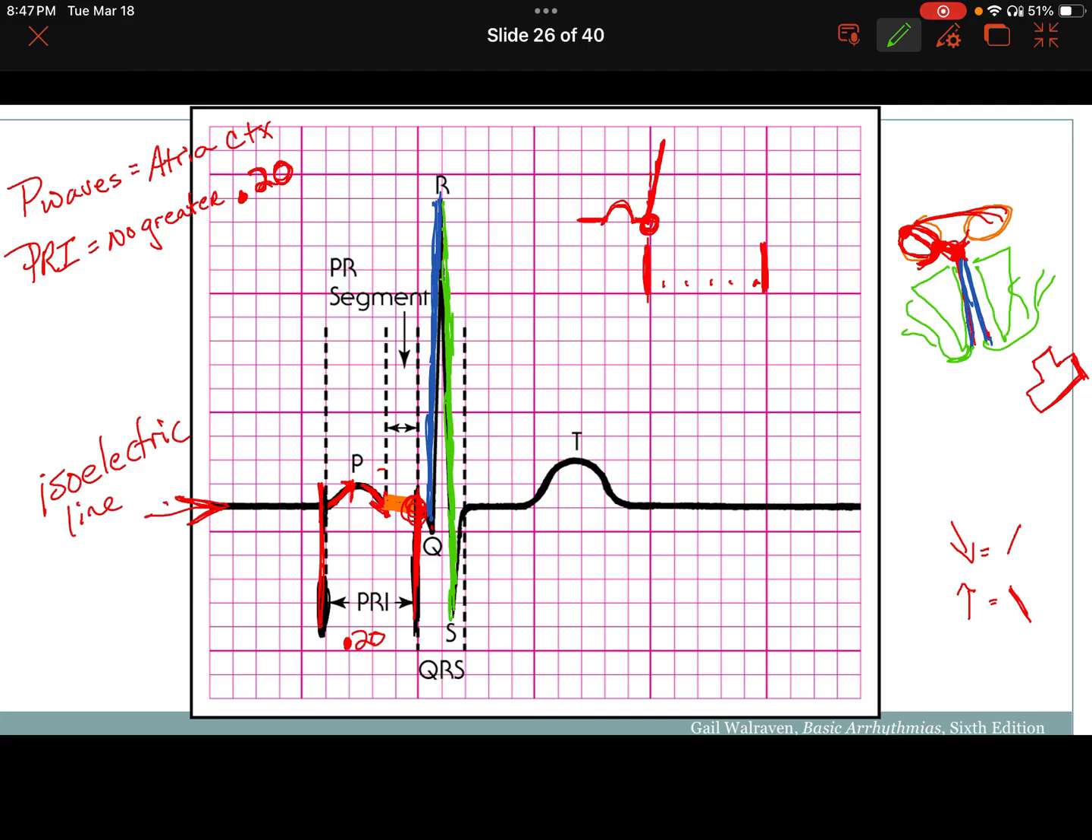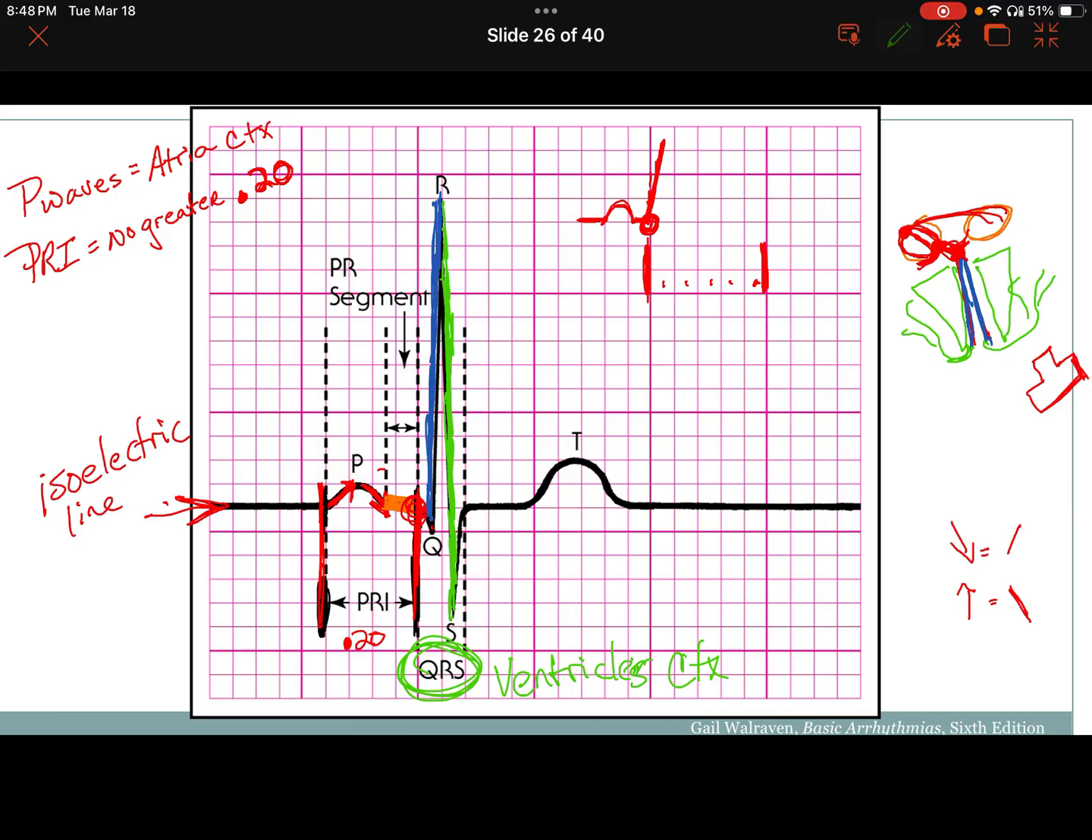So that is known as the QRS complex. That QRS complex tells you that the ventricles have contracted. So a QRS means that you have ventricle contraction.